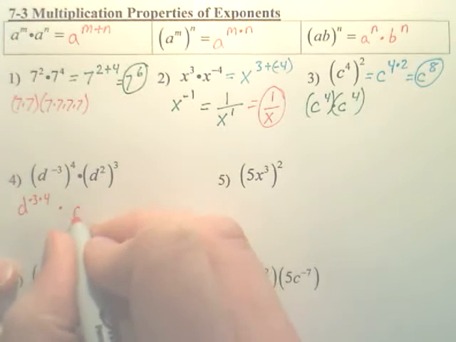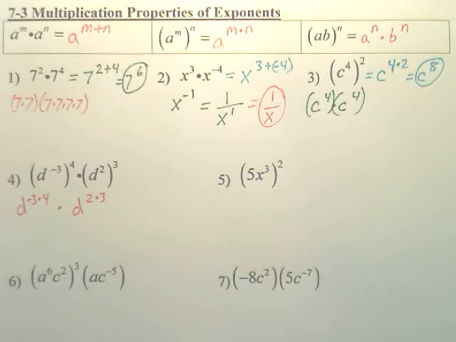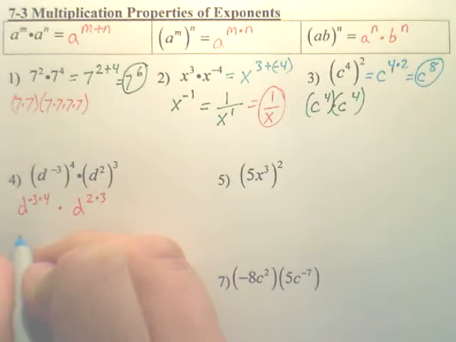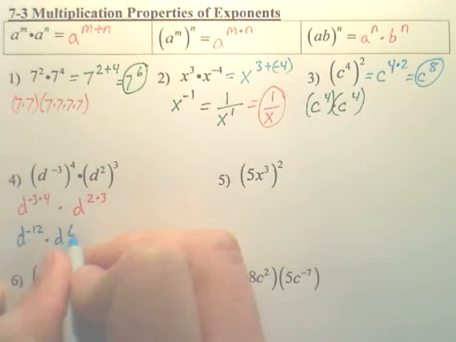And this one's going to be d to the 2 times 3. Remember, power to a power, you multiply. So that looks like we got now d to the negative 12th times d to the 6th.